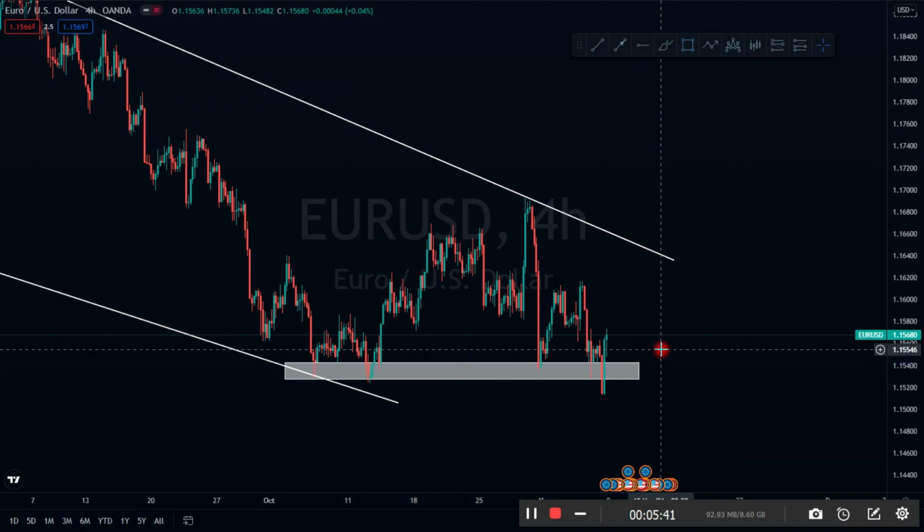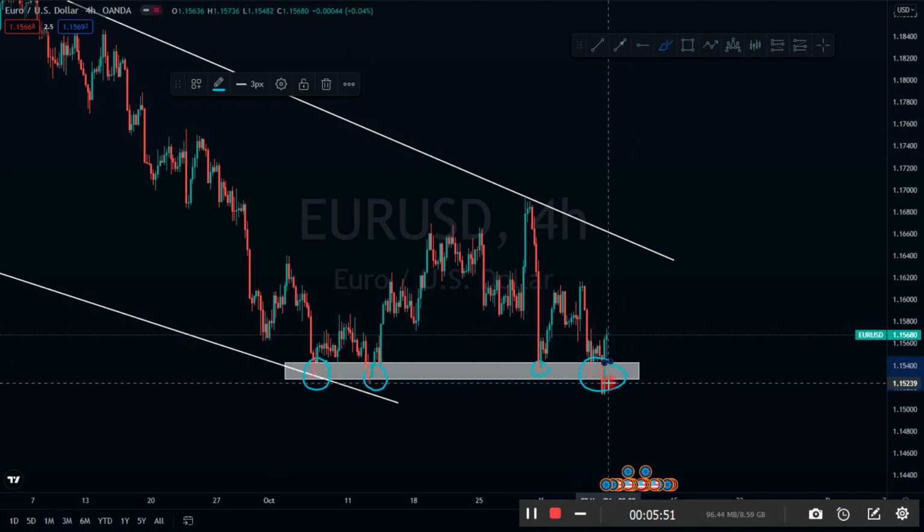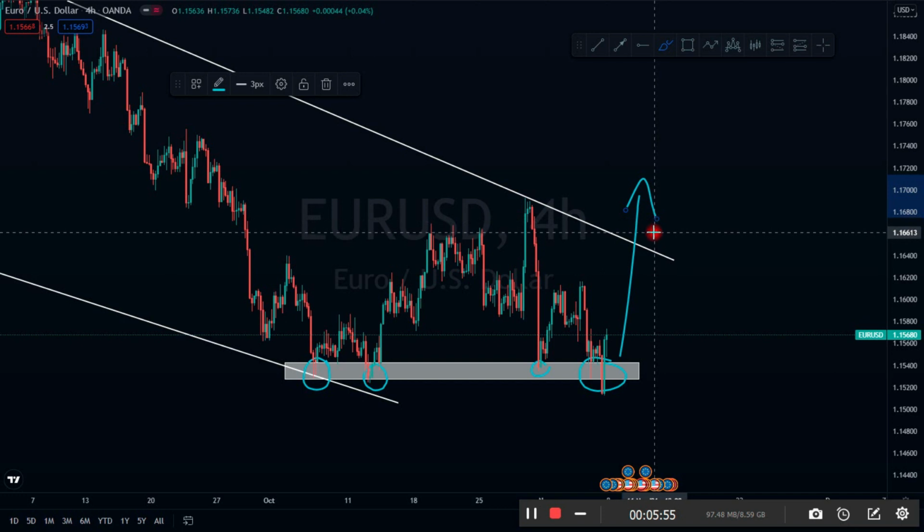So we are here. We can see that the market has been bouncing at this area multiple times: 1, 2, 3, and it failed again right here. So I will count this as the fourth one. So we are still aiming to go up.